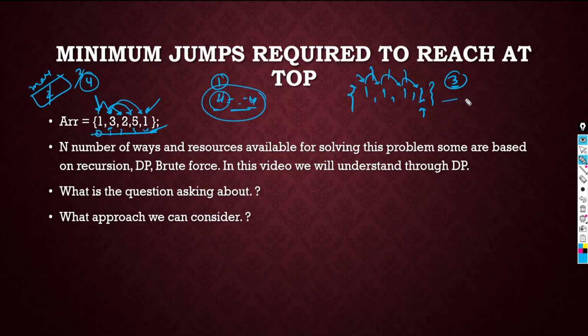Let me tell you one more problem: 1, 0, 1, 1. This is the question you need to take care of. You are at this location. How many jumps can you do? 1. You are at this location. How many jumps can you do? 0. So you cannot go from this place anywhere. So are you able to reach the top? No, you are not able to reach the top. Simple.